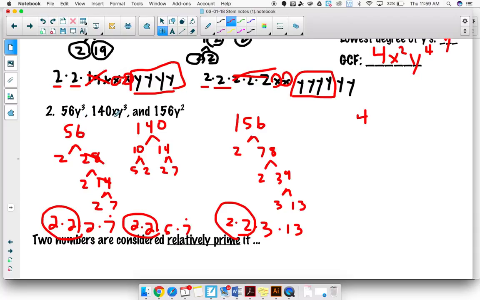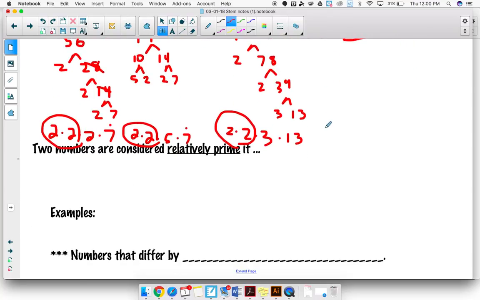All right, and then when you get to the variables, I'm going to just start with what I see first. So I see y's. We're going to take the lowest power. So there's a 3 and a 2. So this will be y squared. And then the x, we only have one x in the middle term, but no x's on the other ones. So you cannot include that as part of the GCF. So 4y squared is the best you can take out of that.